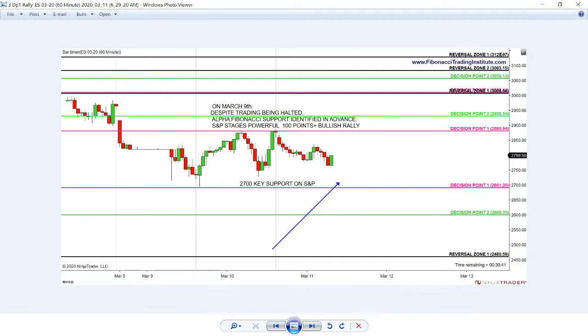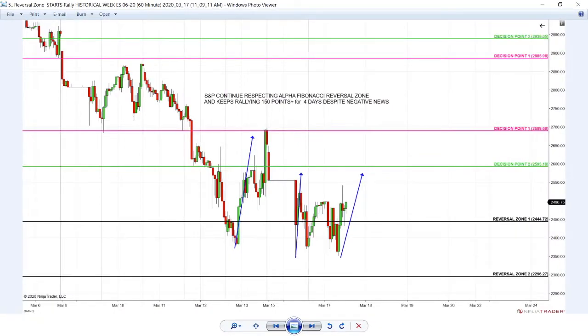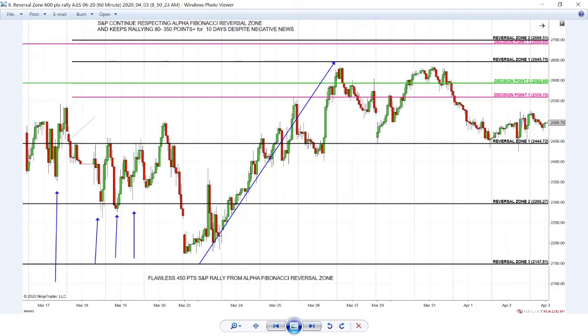And when price crashes to the bottom, what did you see? March 12th, flawless rally. 100 plus points, 150, 180 post halt on S&P. And when S&P reaches the ultimate bottom, this is where the bullish rally takes off from. 2200 on S&P, 22,000 on Dow. These were historical events in historical markets, which an intelligent trader took advantage of, knowing quite well.